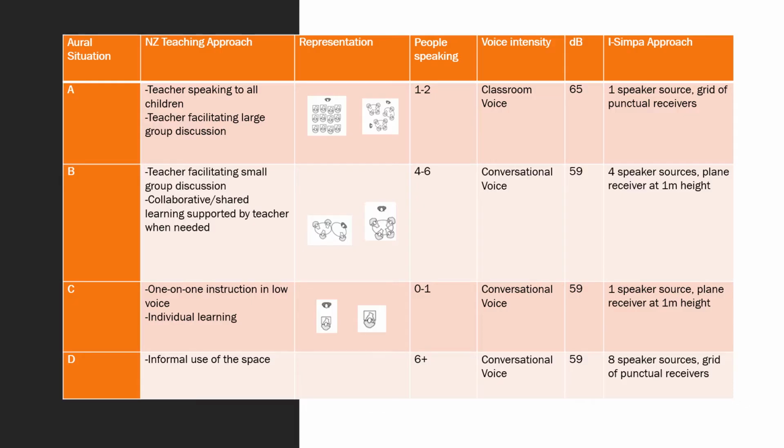So here are the 4 final oral situations from A to D. We talk about what New Zealand teaching approaches are included in each situation and a representation of that as an image, the number of people speaking in this situation, their voice intensity and the decibel level of this, and the approach that we use in iSimper to represent this situation.